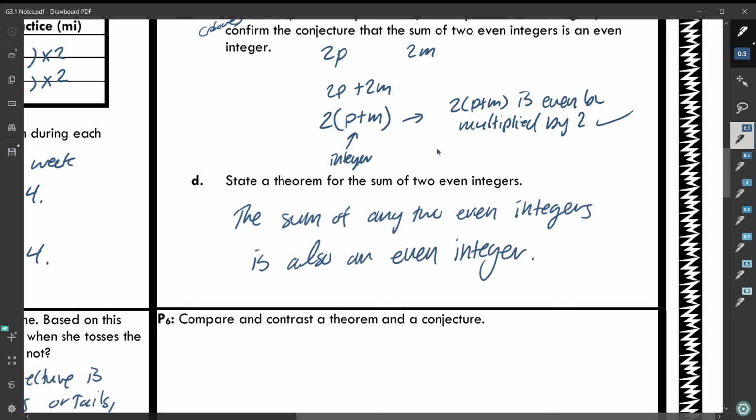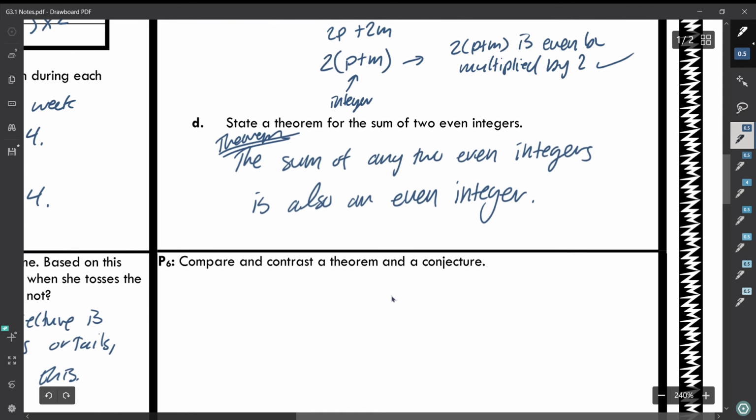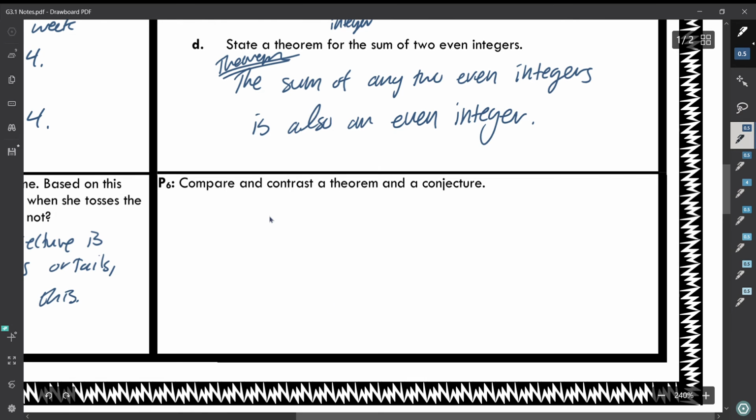And we've just proved this, so now this is a theorem. Awesome. So compare and contrast a theorem and a conjecture. Conjecture, this is a statement not proven to be true.